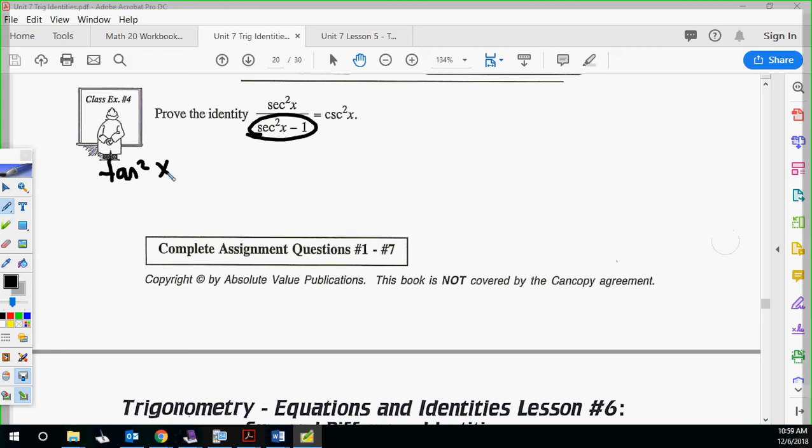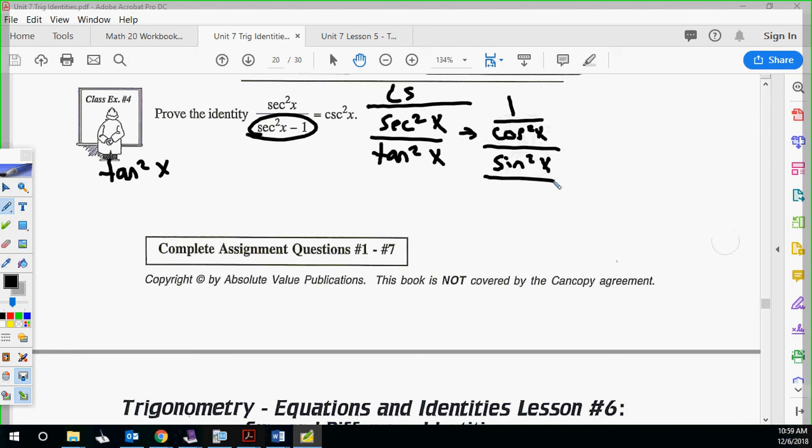So that means for the left side, we have secant squared x over tangent squared x. If I rewrite that, that would be 1 over cosine squared x, over sine squared x over cosine squared x. And you can kind of see it now, I think. Boom, boom. 1 over sine squared x equals cosecant squared x. Okay, and that's it.